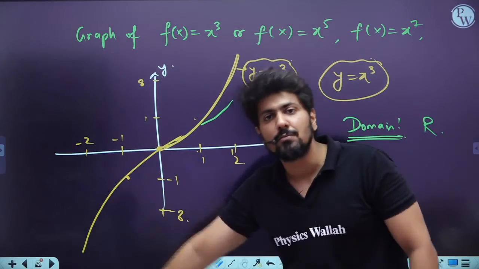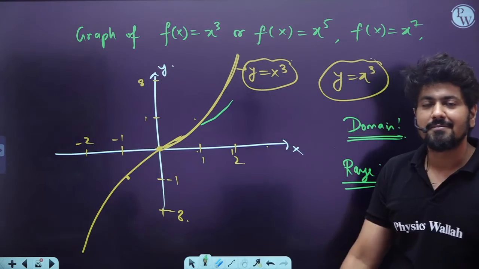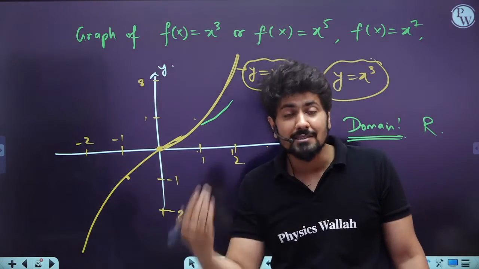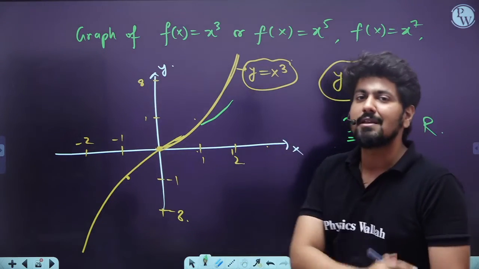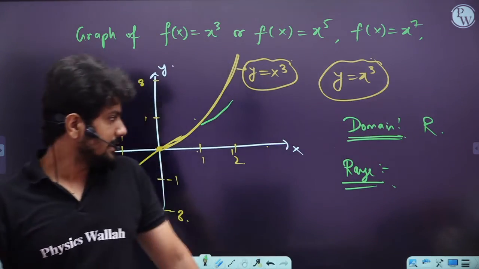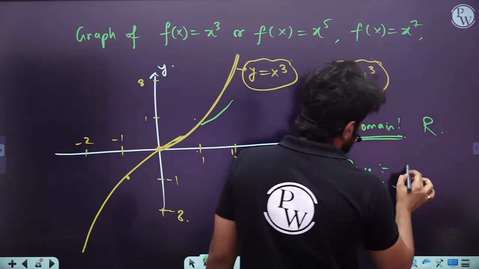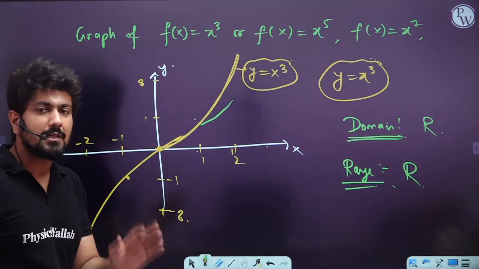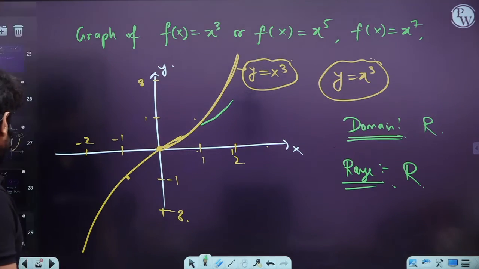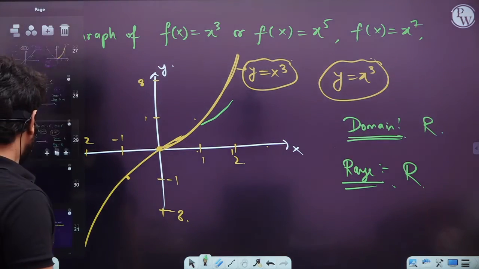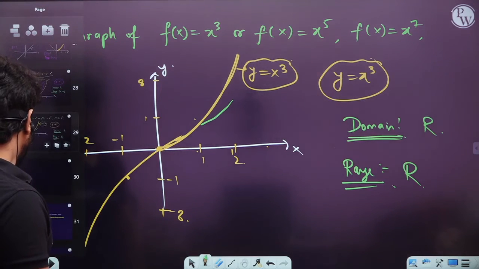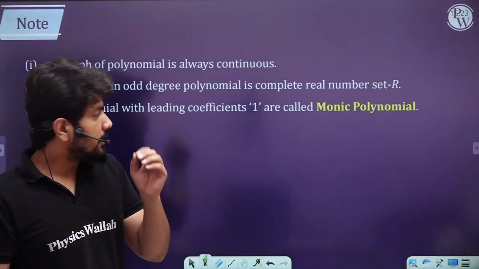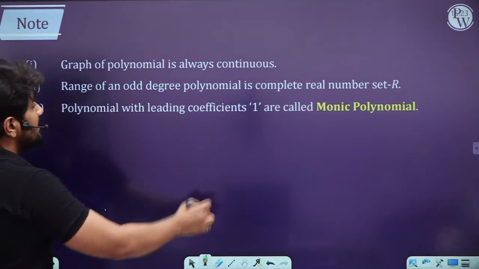The minimum value: what's the lowest point of this graph? The lowest point goes till -infinity. The highest point goes till +infinity. So the range for this graph is also all real numbers, from -infinity to +infinity. This will be the range for this graph. Okay, this is about our polynomial function. Now, the point to be noted is that the graph of a polynomial is always continuous.